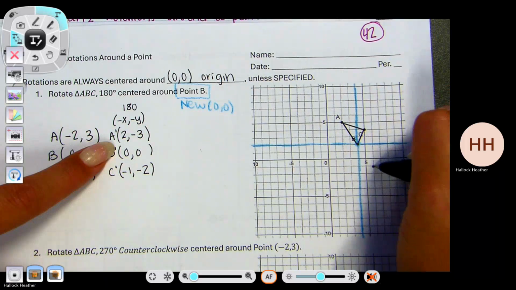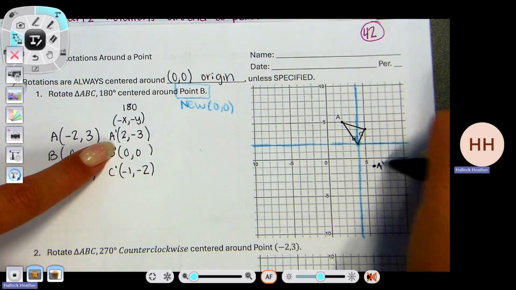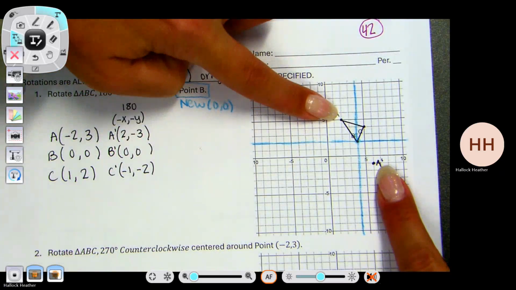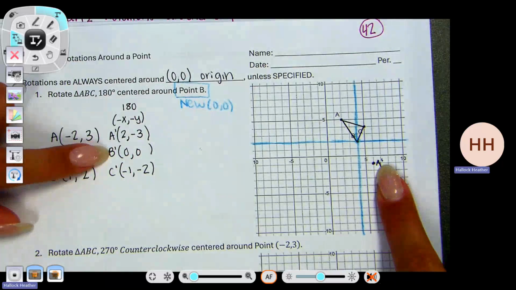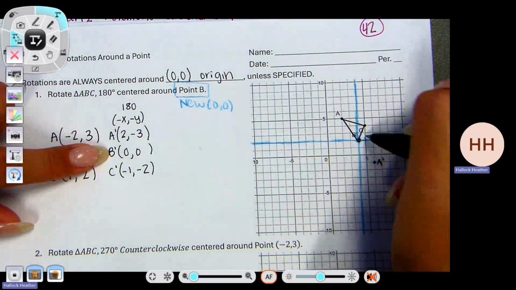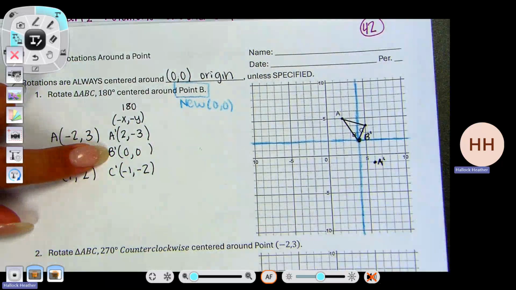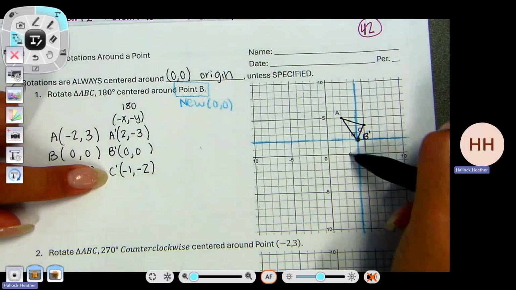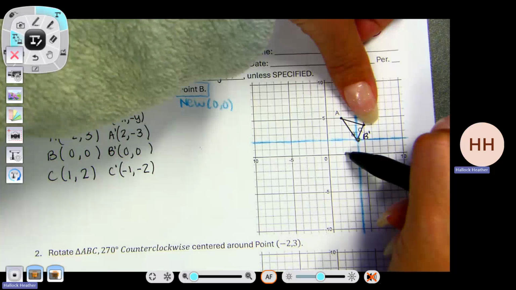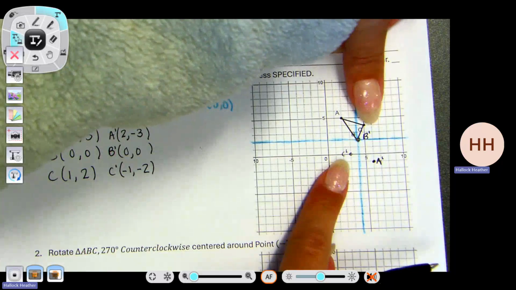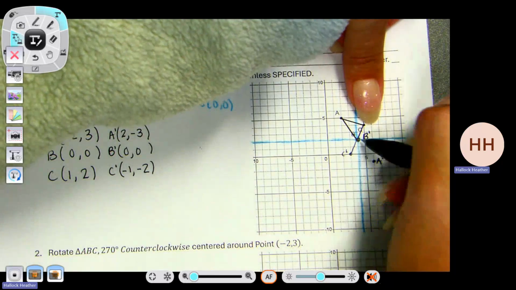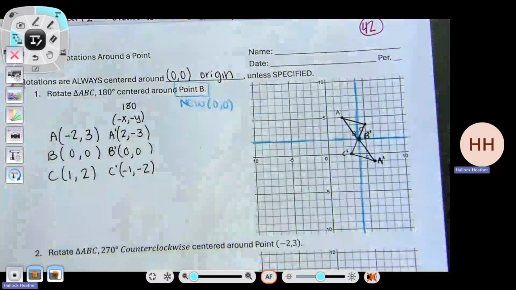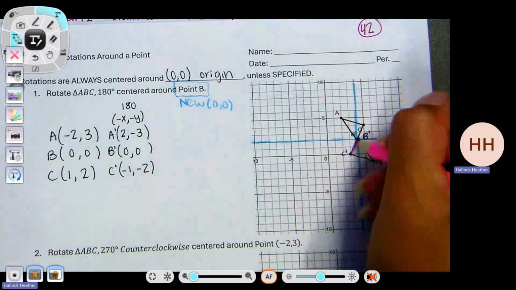Which makes sense because if we looked at A to A prime, they moved 2 quadrants, 1, 2. B has not moved because that's my spin point. So B prime is still there, 0, 0. And C is at -1, -2. Same thing, if I look at C to C prime, it's jumped 2 quadrants. So if I connect them, I'm going to use my other color. We're going to color it in. Honestly, if you can use the same color, you can use the same color. But I like it to be colorful.